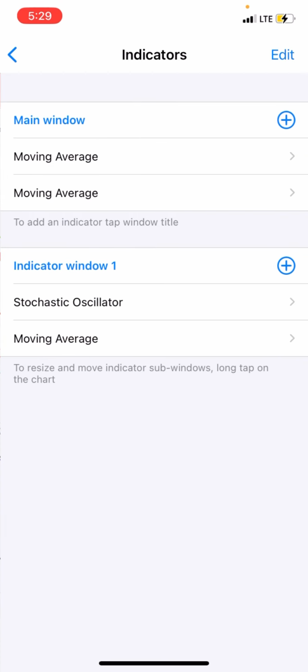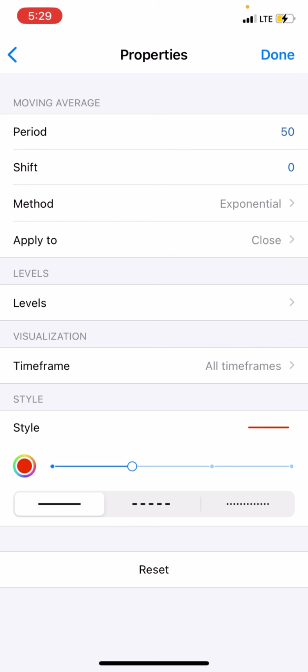You're still in profit, still counting. The next moving average would be period 50, shift 0, method exponential still, apply to close still. Levels are not needed. For visualization, we just need to change the style. Leave it at all time frames, but change the style to red color if you're using the white background. If you're using a black background, choose a color that would be visible on a chart, but pay close attention to what I'm explaining, guys.